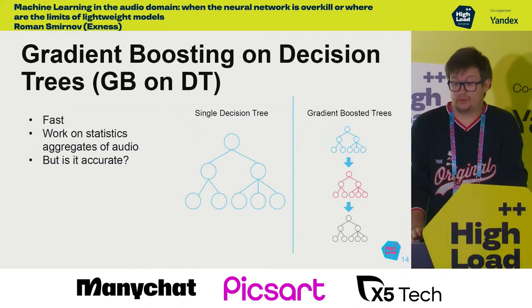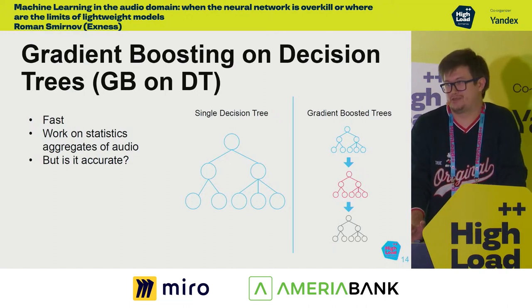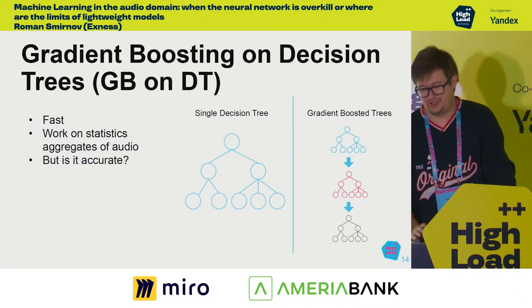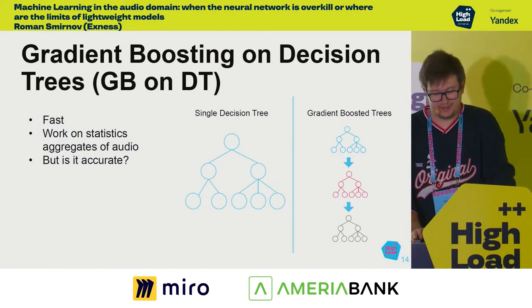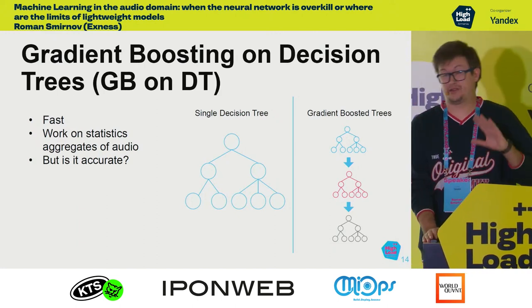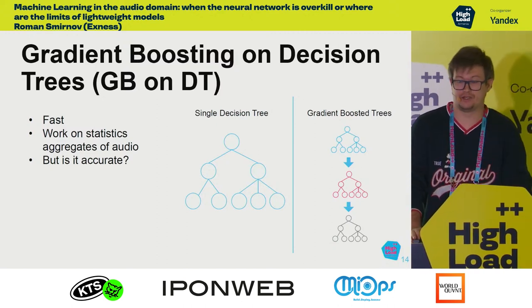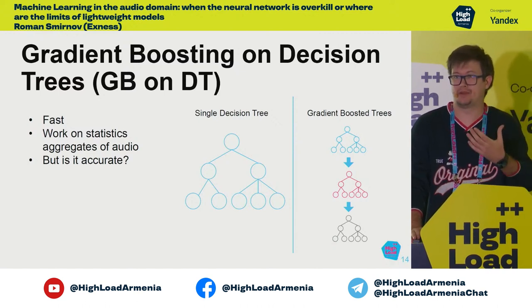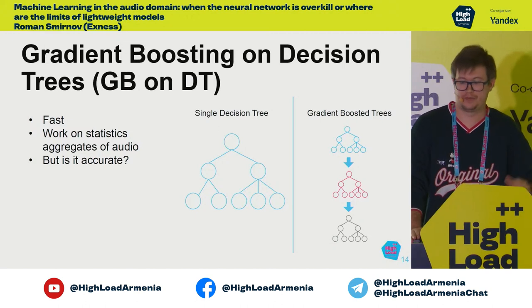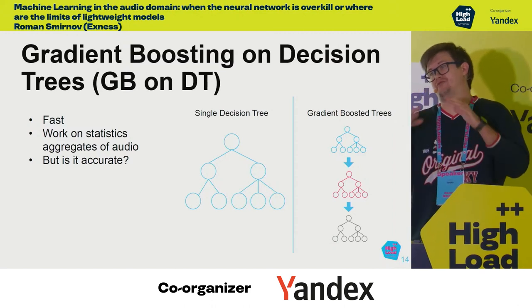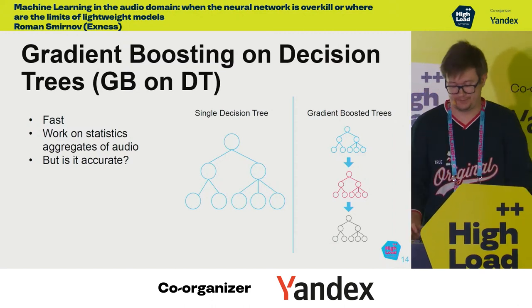And we have two models. The first model is just CatBoost, a very good, very fast Yandex technology, gradient boosting on decision trees. It's really fast, and it's really good for tabular data. But here we have another domain, and we have to extract some statistics from audio to work with this audio using CatBoost. That's the problem, because we have to create these features out of audio to use CatBoost.